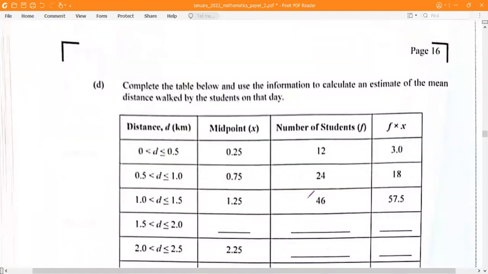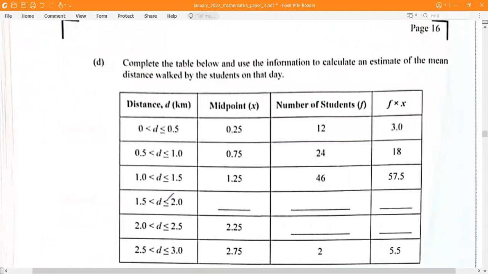Complete the table below and use the information to calculate an estimate of the mean distance walked by students on that day. So from 1.5 to 2, we find the average, 1.5 plus 2 divided by 2, 3.5 divided by 2, 1.75. So we get 1.75. All right, the number of students. Now, we have to find out how many students at 1.5, and we got 82 before. How many students at the position of walk up to 2 kilometers?